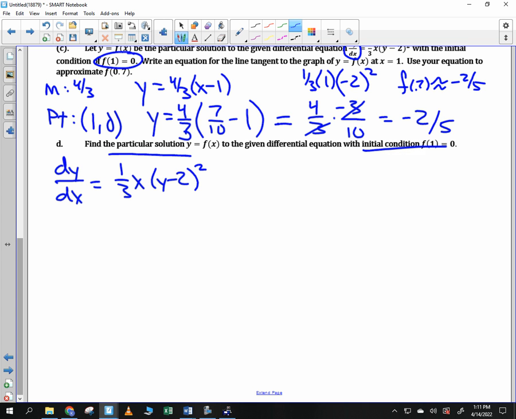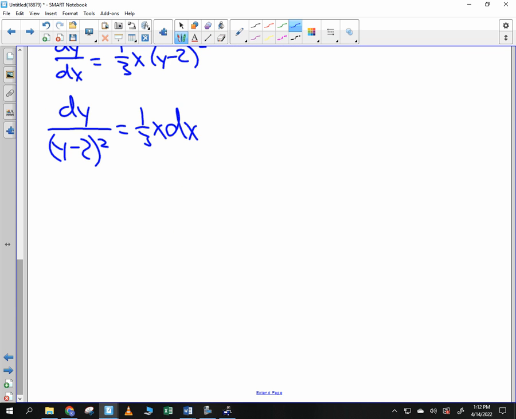Good. Yep. So I'll divide by y minus 2 squared. So I get dy over y minus 2 quantity squared is equal to 1/3 x dx. I separated my variables. Get a point for doing that. Now what do I have to do? Antiderivative.